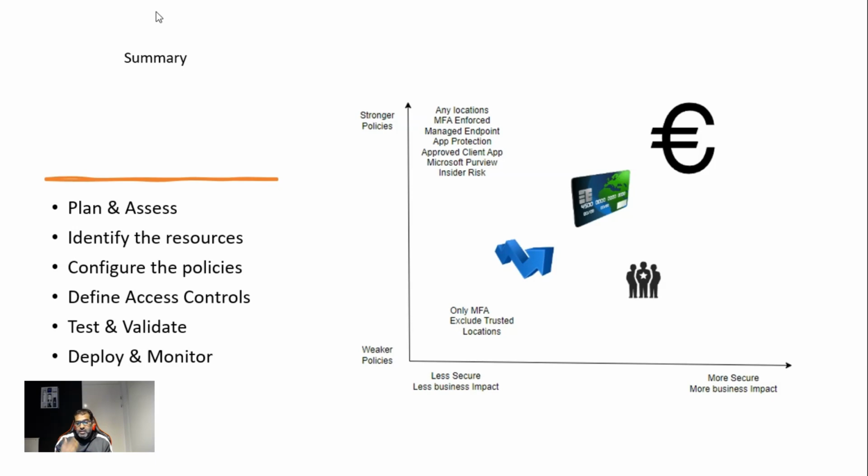Overall, when we're talking about the conditional access policies that you can use for zero trust, always plan and assess your current environment, identify the resources, like the applications, that are capable of doing this, configure the policies, define the access controls, finally test and validate them many times, and finally deploy and monitor. So by implementing zero trust via conditional access, organizations can enhance their security posture by dynamically adjusting access control based on contextual factors and risk assessment.